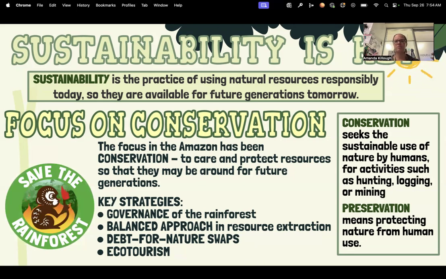So that's sustainability: how do we use our resources to continue to have them for future generations? And then when you look at conservation, it's to care for and protect resources so that they may be around for the future.